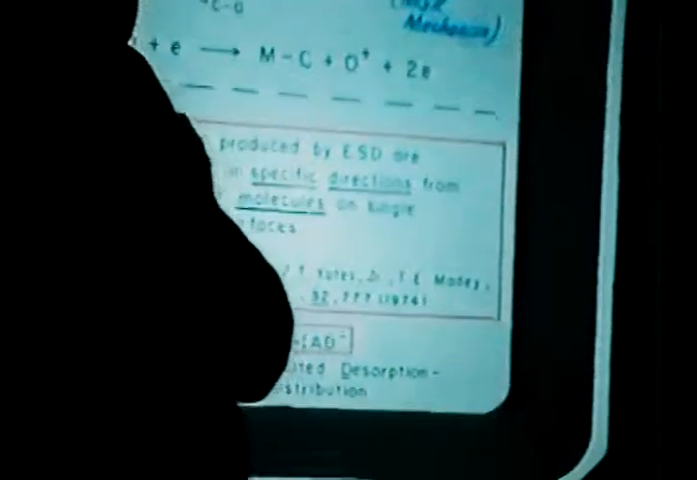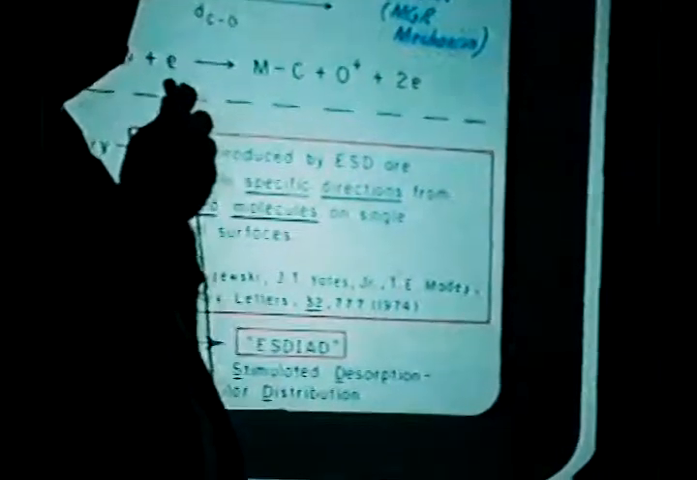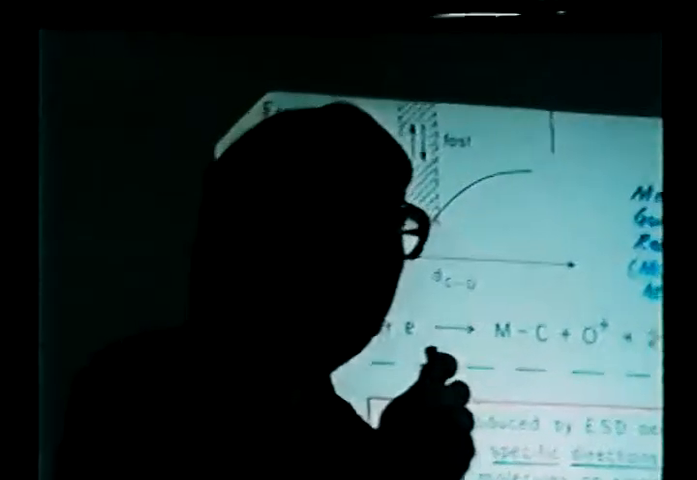In 1974, I was very fortunate to work with Ted Madey and Yuri Tushevsky, 2 physicists, and we discovered that the ions that come off from oriented molecules come off in sharp beam directions, in certain directions relative to the crystal structure of the surface.